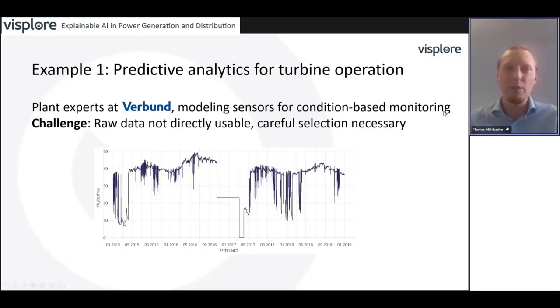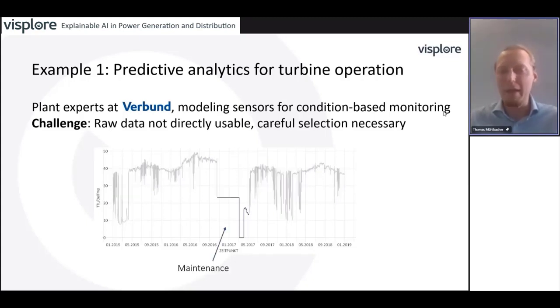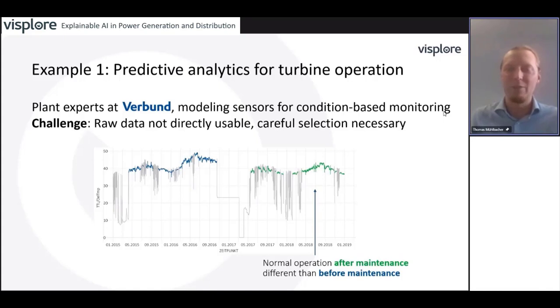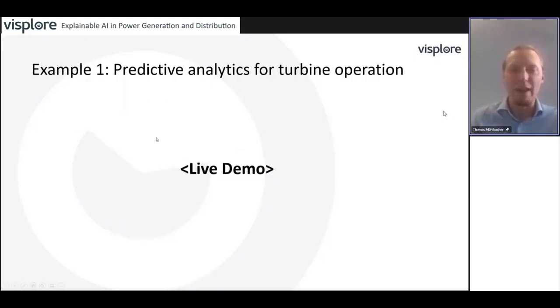Here in this image, we see 4 years of oil temperature measurements. And the challenge is direct modeling is not possible because large parts of the data don't refer to normal operation. For example, a maintenance period in here, shutdowns and ramp-ups of the turbine are also not a normal state we want to model. And also after the maintenance here, the normal operation was different, meaning the blue part is not relevant anymore. And all this knowledge is only known to the domain experts. Only they can carefully select the data that is relevant here and then continue with the modeling. And this I would like to show you now in a live demo.